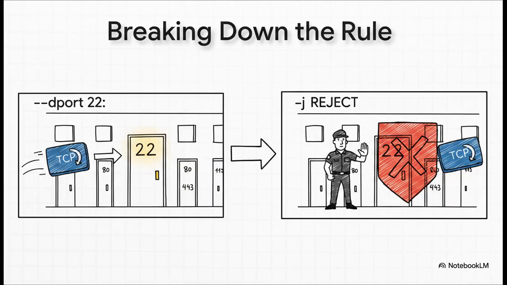And the second half is just as logical. The --dport 22 part specifies that the traffic isn't just coming from that IP, it's also trying to get to destination port 22. That's our SSH door. And finally, the -j REJECT part. This is the action. The -j stands for jump, like jump to a conclusion. And that conclusion is to reject it. And that's it. We wrote a complete instruction.